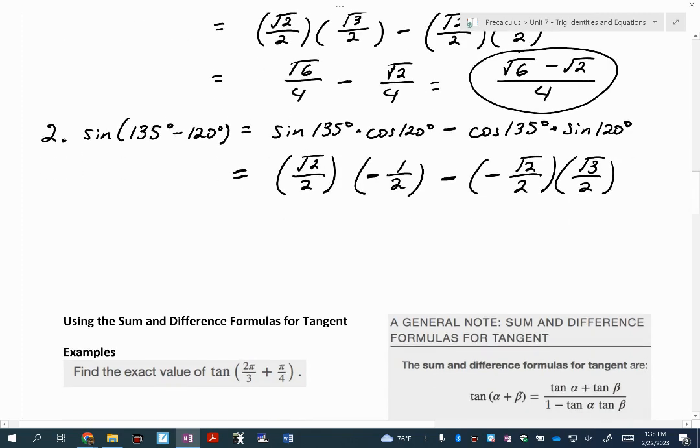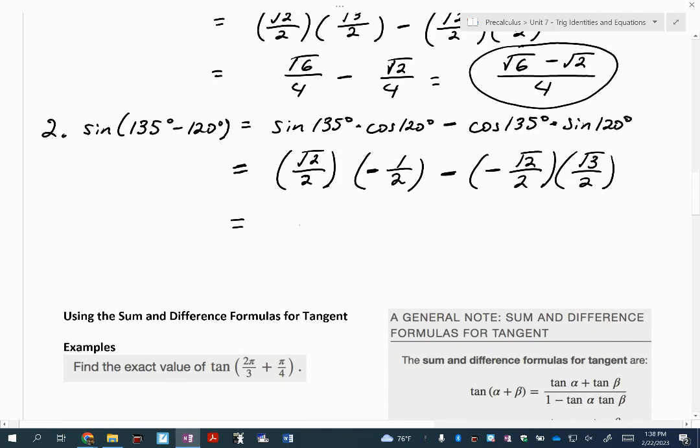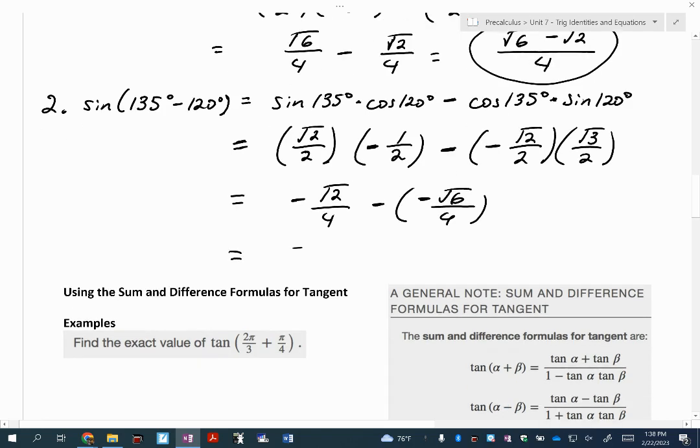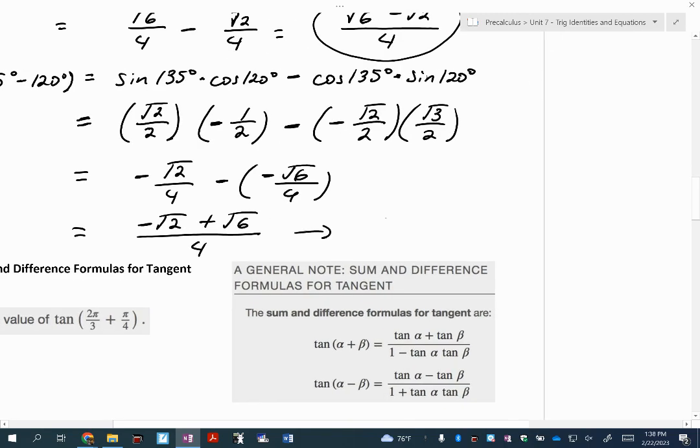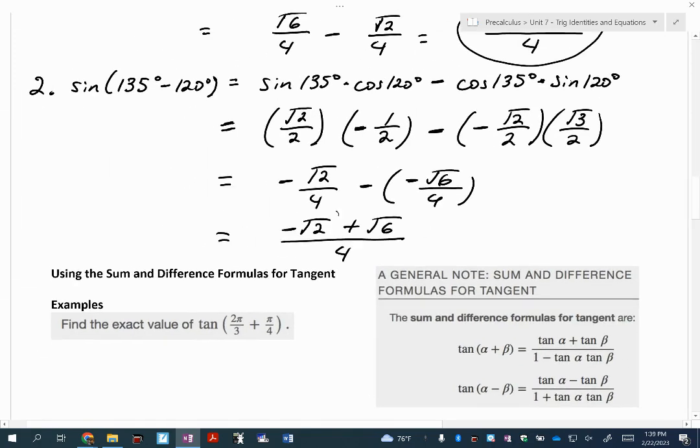All right, so now to finish this, it is going to be negative square root of 2 over 4. And then I'm subtracting a negative square root of 6 over 4. When you subtract a negative, that's really addition. So it's going to be the opposite. Oh, let's put that square root in the right spot. The opposite of the square root of 2 plus the square root of 6 over 4. And if you wanted to put it in as one fraction, I guess I already did that. But anyway, I skipped a step. If you go ahead and put it in one fraction, it looks like this. Okay, so that's it for cosine and sine.